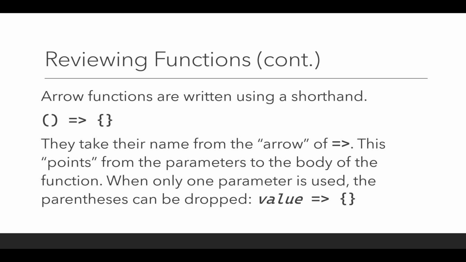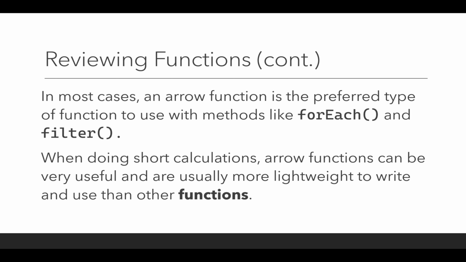So again, they don't have a name. They also, again, don't have the this keyword. When only one parameter is used, even the parentheses can be dropped. And so we see value, arrow symbol, and open and closing curly brackets. In fact, there is an even third variant, which I don't recommend people use, where for single parameters, a function can be value, arrow symbol, and then a single statement as the body of that function. But again, I don't recommend that because it can become very confusing.